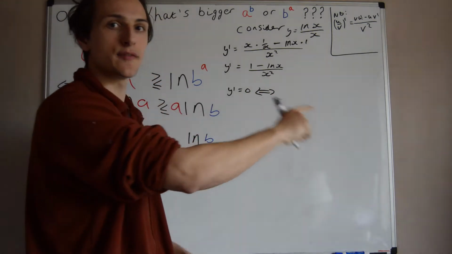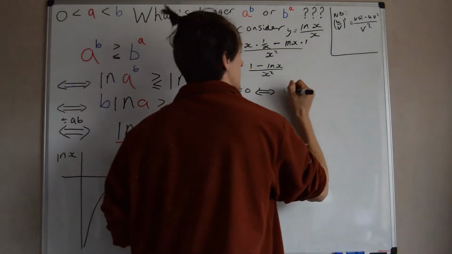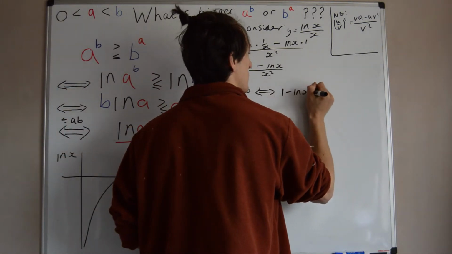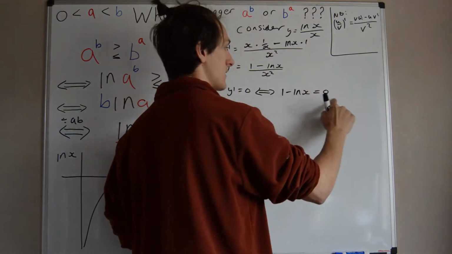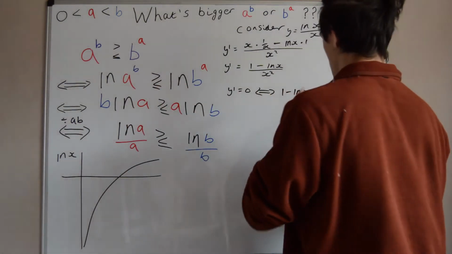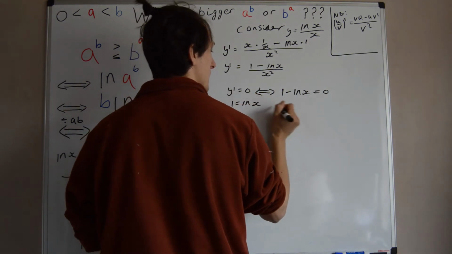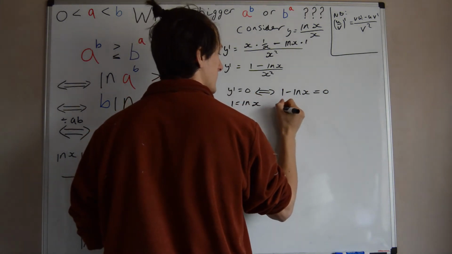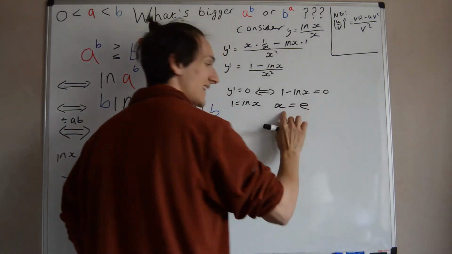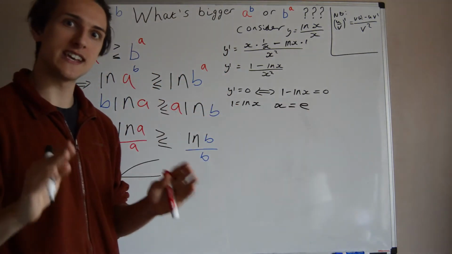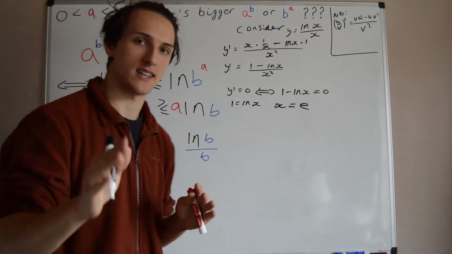So this is 0 if and only if the top thing is 0. So we have 1 minus the natural logarithm of x equals 0. Well, this means that 1 equals the natural logarithm of x, which is equivalent to x equals e. So we have a stationary point at x equals e.